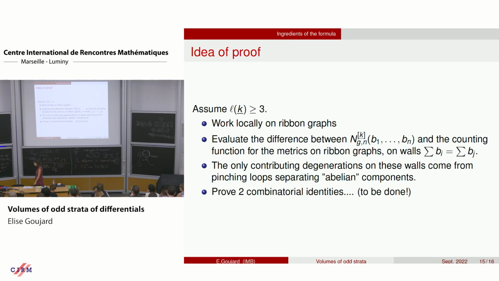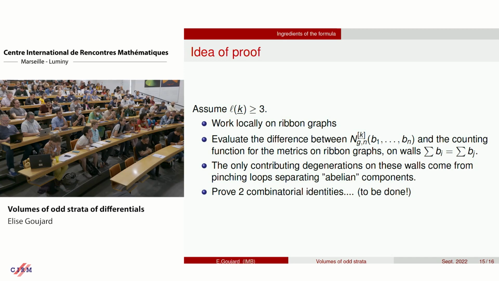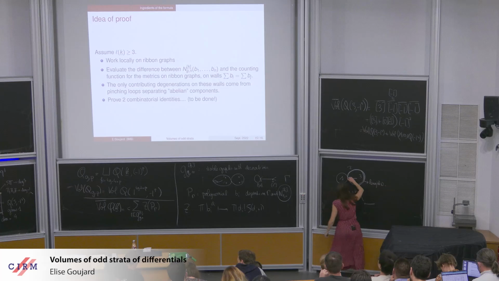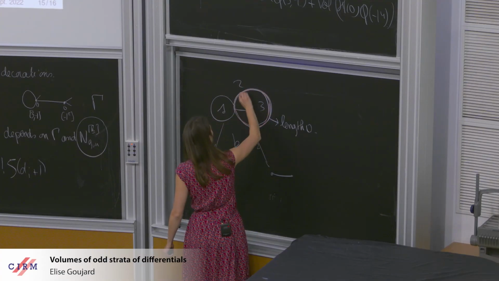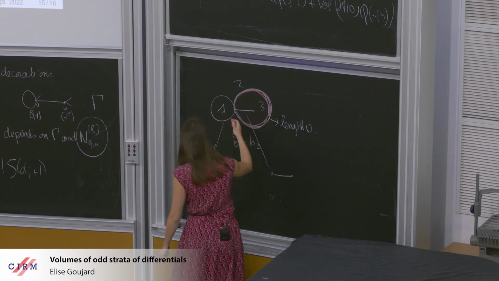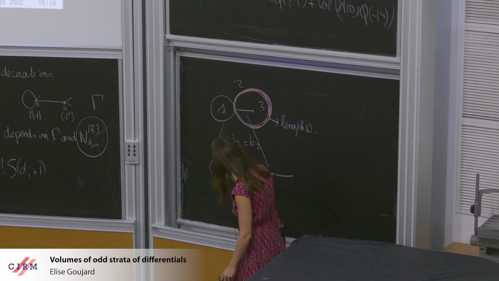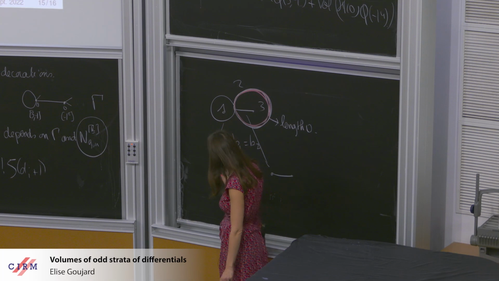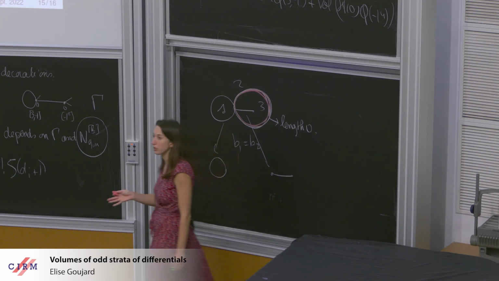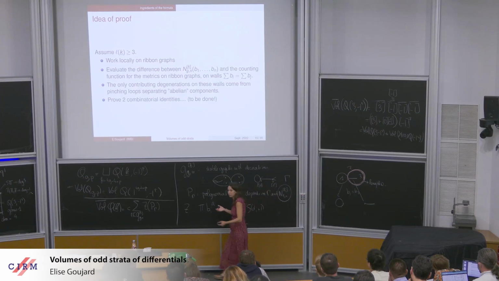And I want to pinch a separating loop that separates some abelian components. So here I just pinch this loop, and you see that it separates this component. Why do I call it abelian? It's just because the Jenkins-Strebel differential corresponding to this ribbon graph is actually abelian.